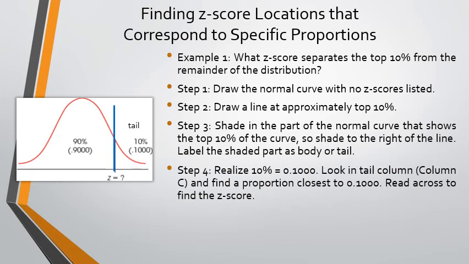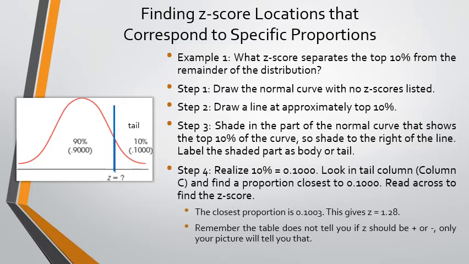What you need to know is that when you're given percent, you have to convert to decimal. Remember to divide by 100 or move the decimal 2 places to the left so you get 0.1000. So we're going to use the tables going backwards. You're going to look in the tail column, which is column C, and you're going to try to find a proportion that's closest to 0.1000. And once we find it, then we're going to read across to figure out what z-score that was. So the closest proportion you can find is 0.1003, and if you read across, this gives a z-score of 1.28.